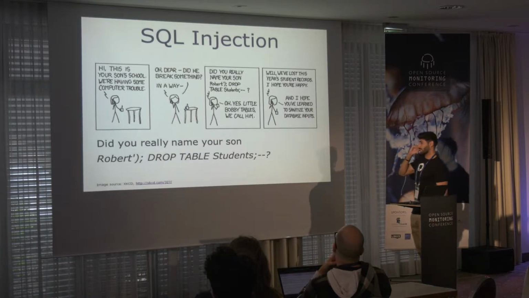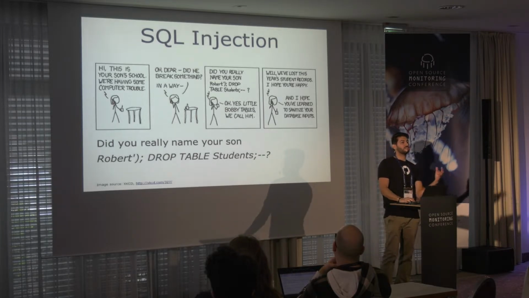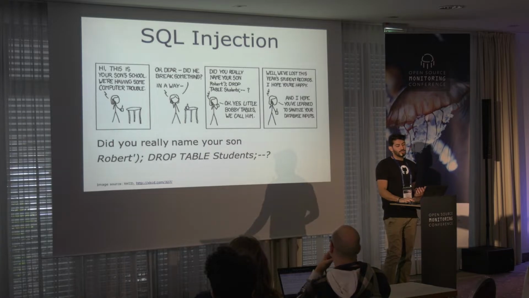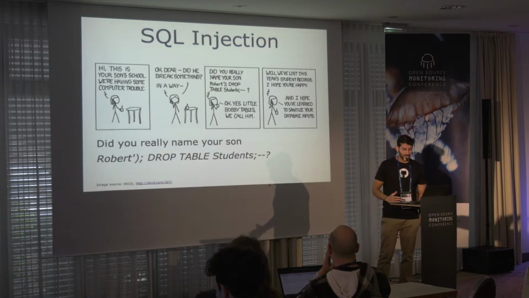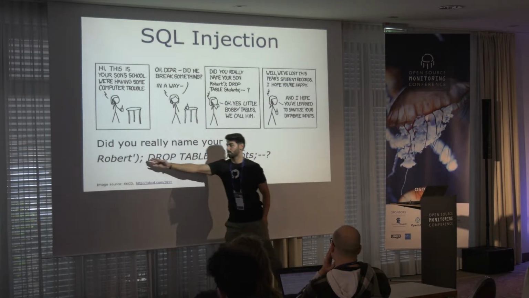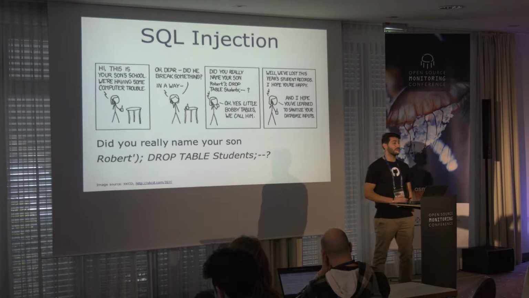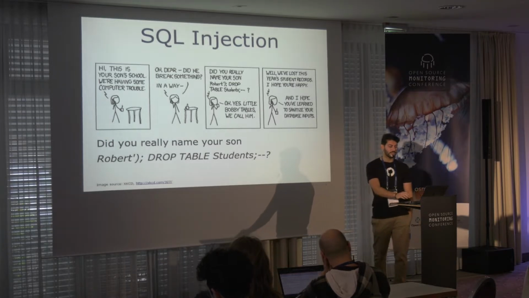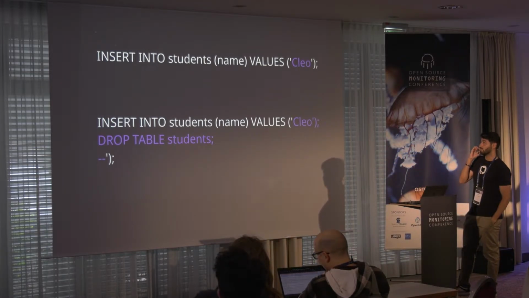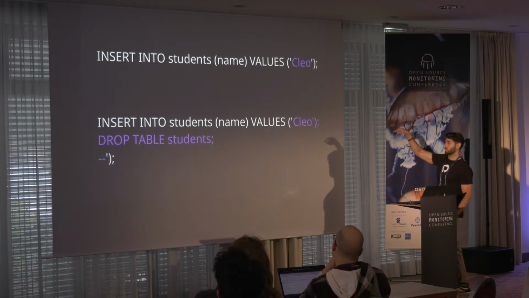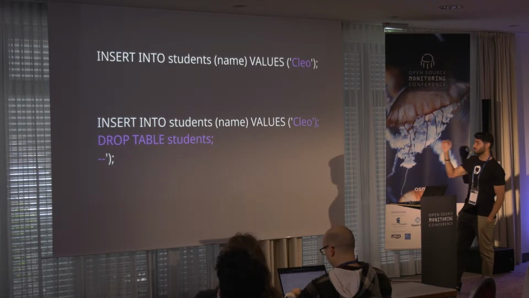As per the meme, it occurs when you have insufficient input checks. Someone here in a school expected that someone on the internet would be really kind and only put Robert. In reality, they could add more stuff: dropping students, creating an admin account for themselves, stealing data like credit card details, etc. So in the previous example, you have SQL code looking like this: insert into students a name. What is in purple is the input. The developer expected Clio or whatever name to be the name inserted.